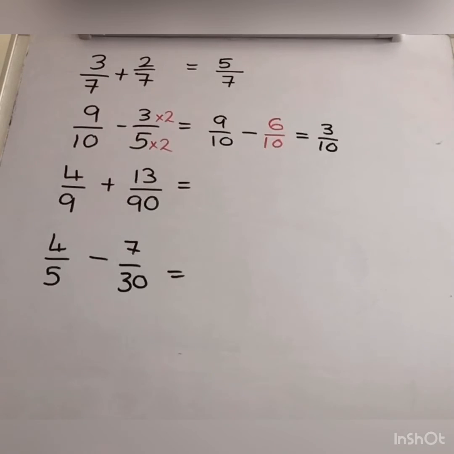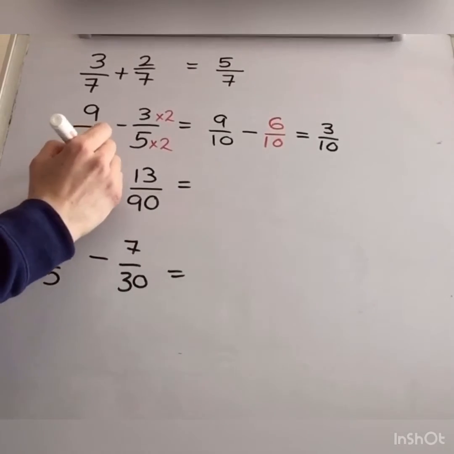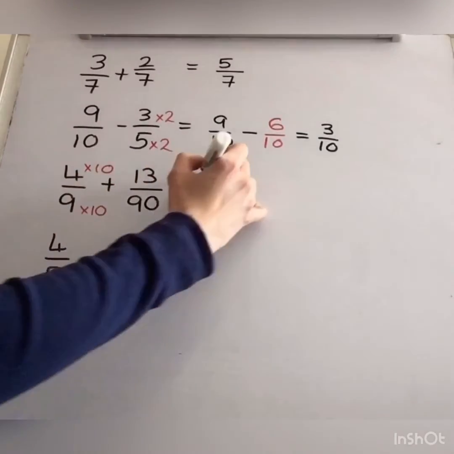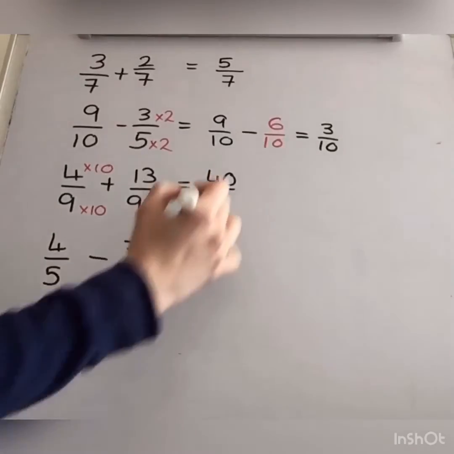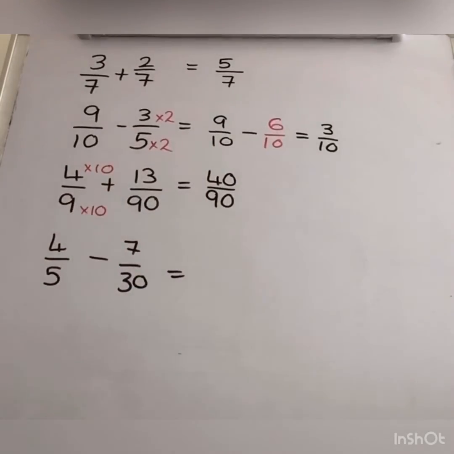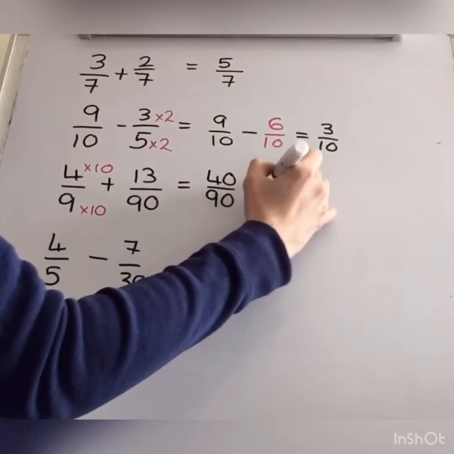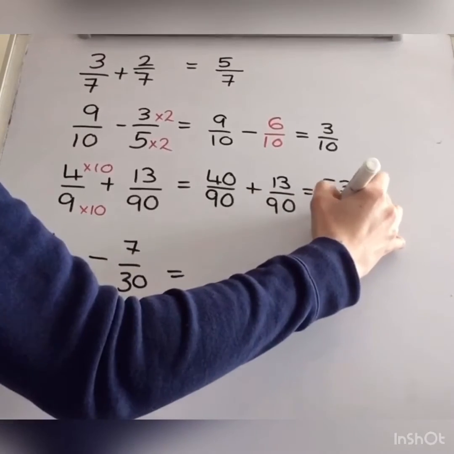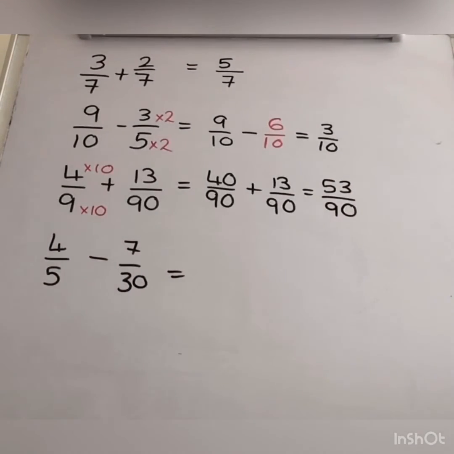Okay, on the next question, 4/9 add 13/90. Again, we don't have the same denominator, so we're going to need to change one of them in order to make the other. So I can see here, if I times 9 by 10, I'll get the 90. As always, doing the same to the top so that we don't actually change the value of the fraction. So this first fraction now becomes 40 over 90. So then plus the 13 over 90, which gives us 53 over 90. None of these at the moment can be simplified, but remember we should always be checking for that.